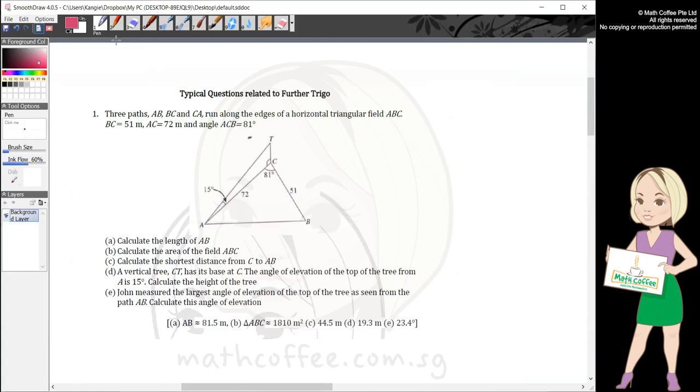Okay, calculate the length of AB. So you need to visualize that. A lot of times, the question, they will not give you this one.